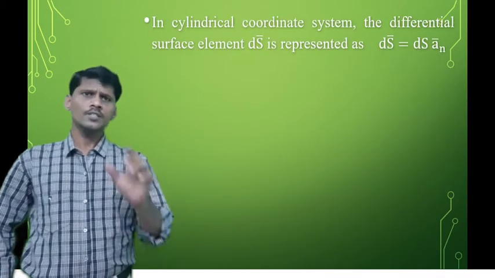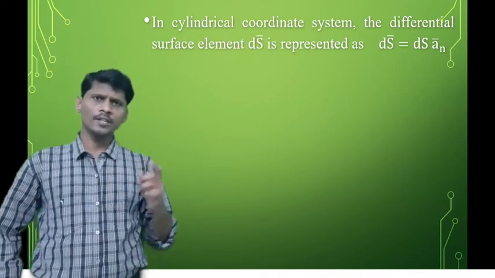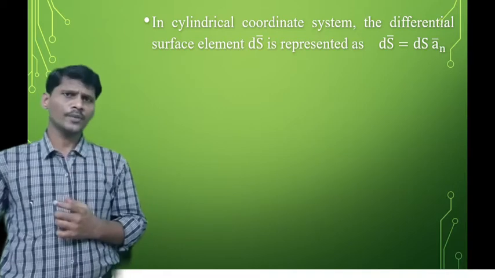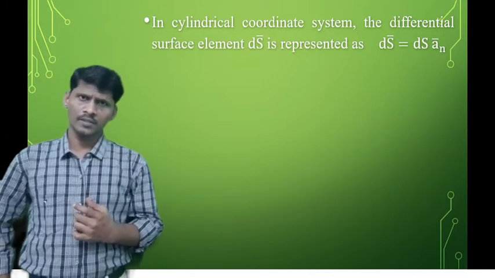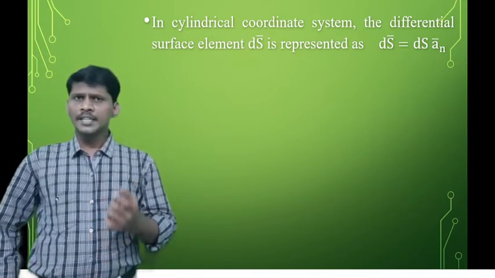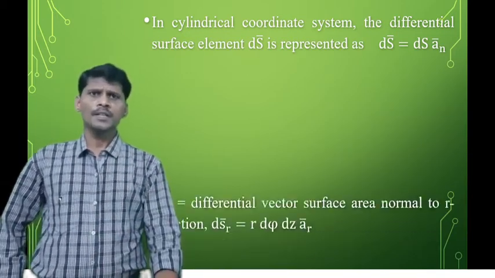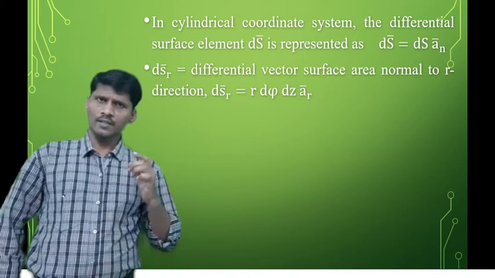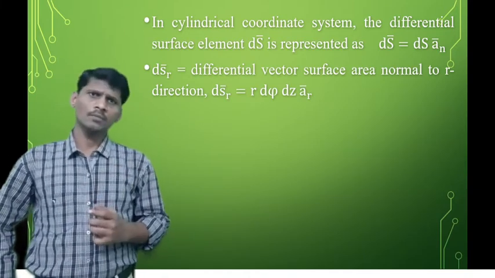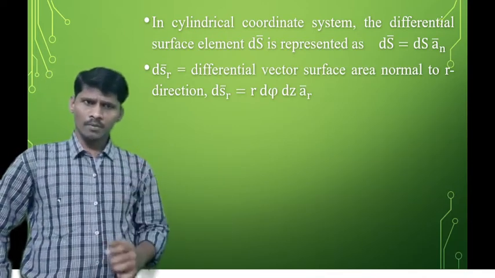Next, calculate the differential vector surface area. What is the general representation of differential vector surface area? ds bar is equal to ds into an bar, where ds is the magnitude of the differential surface, and an bar is the unit vector in the direction normal to the differential surface. So determine ds r bar, ds phi bar, ds z bar. First, ds r bar is the differential vector surface area normal to r direction, and it is given by ds r bar equal to r d phi dz into ar bar.